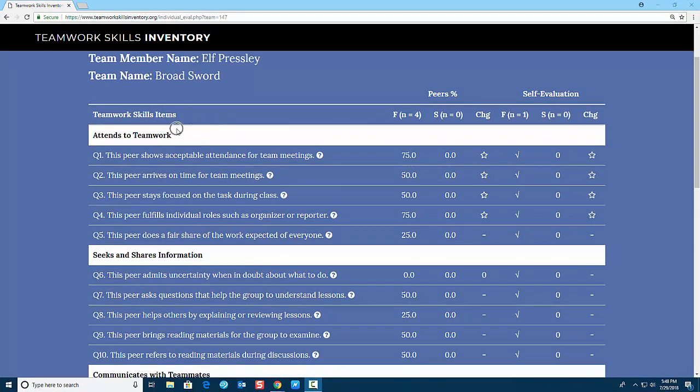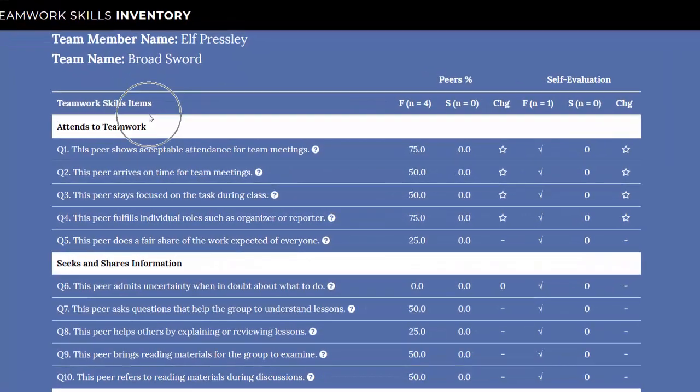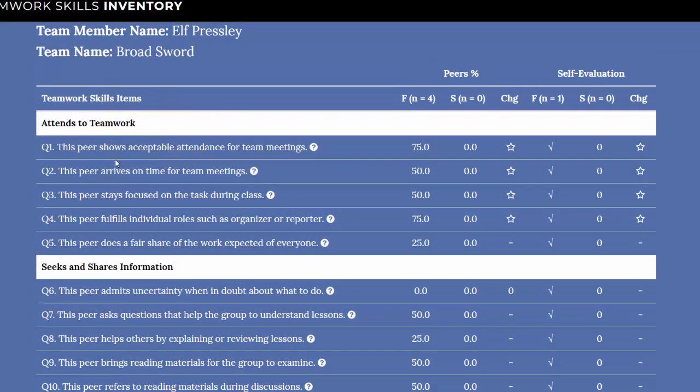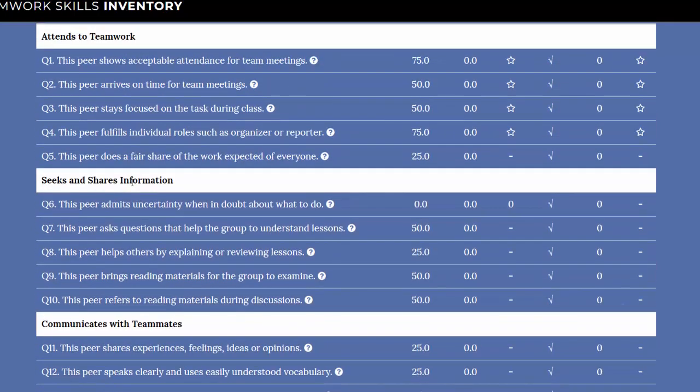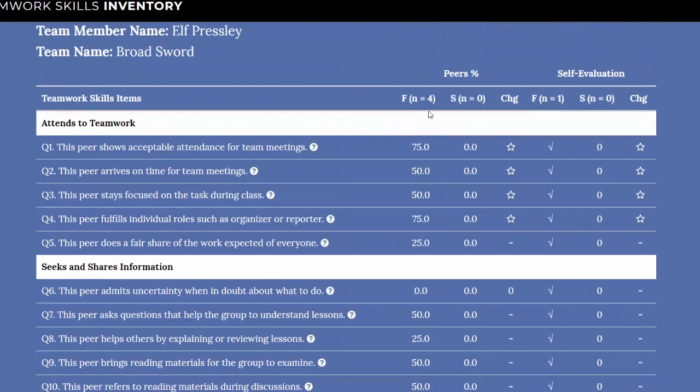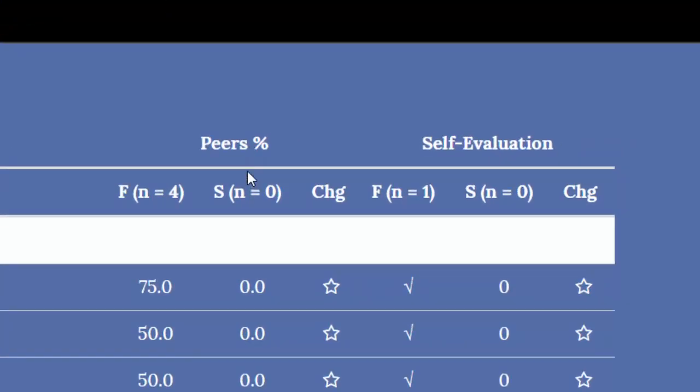Okay, we have the listing here, of course, of all the team skill items according to the cluster, like attends to teamwork, seeks and shares information, and so forth. Then we have here three columns which address peers' percentage feedback, and then another three columns which address the self-evaluation data. Okay, three columns for each.